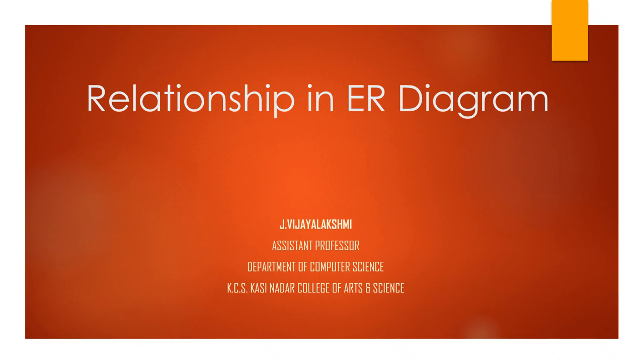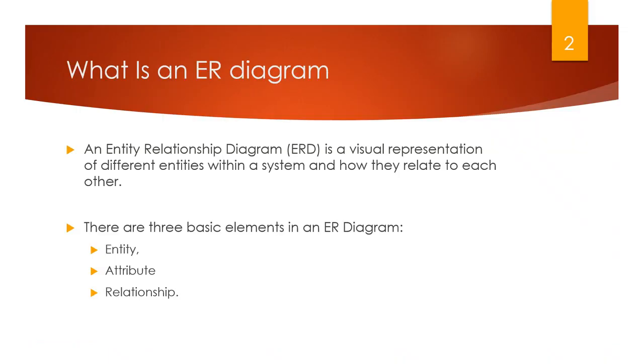In this video, we are going to see about a relationship in ER diagram. What is an ER diagram? An entity relationship diagram is a visual representation of different entities within a system and how they are related to each other. It is a tool used to design and model relational databases and show the logical structure of the database.